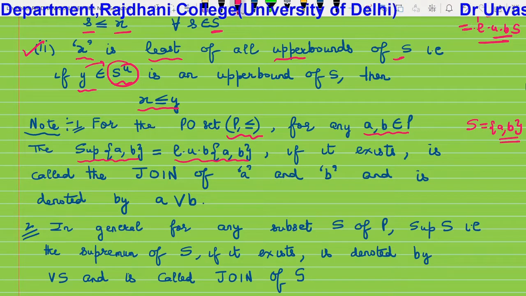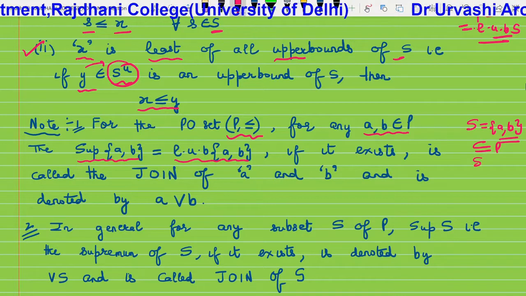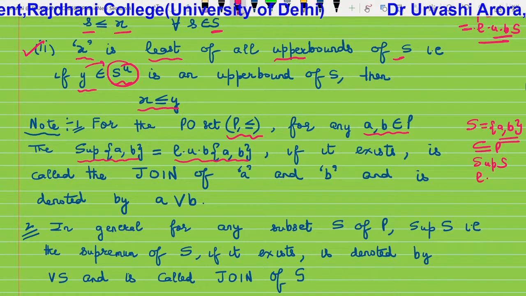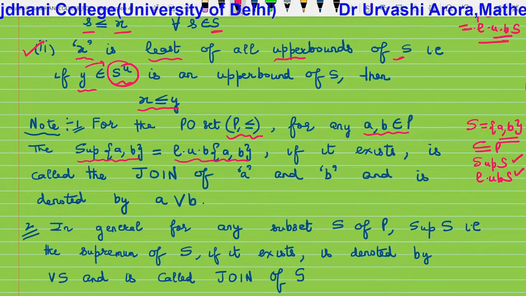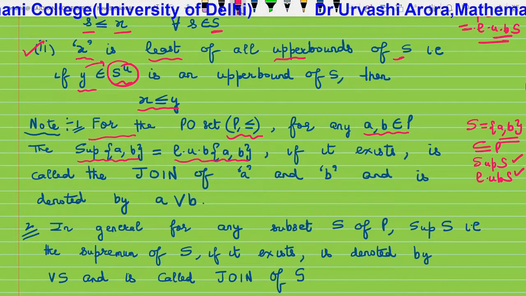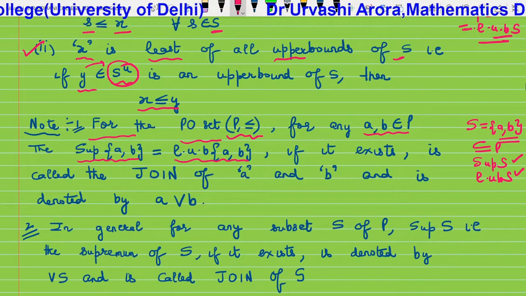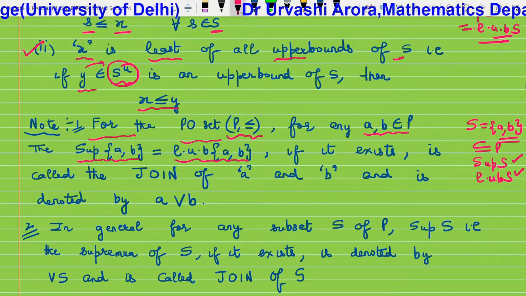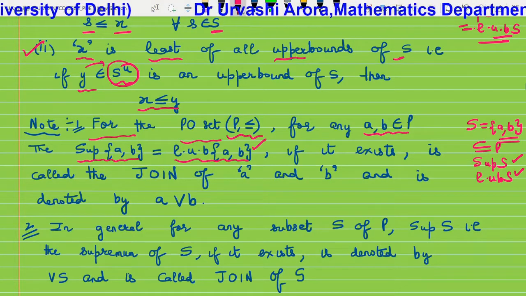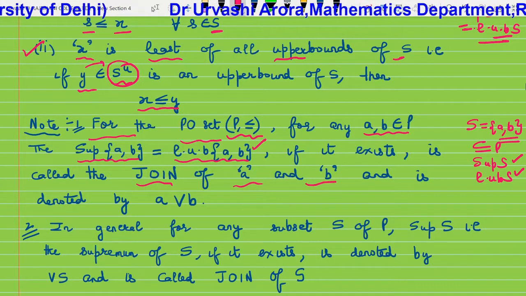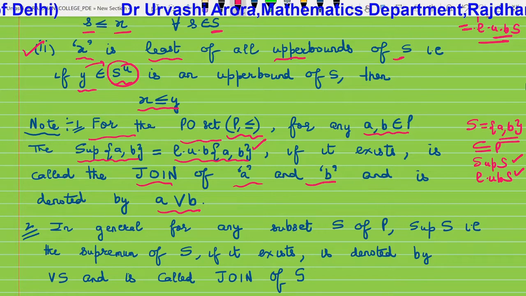Because A and B are members of P, this S is very much a subset of P, and you are talking of the supremum of S, or the least upper bound of S. So the supremum of S, which is the supremum of {A, B} and the least upper bound of {A, B}, if it exists, it's not necessary that the supremum will always exist. If it exists, in that case this supremum or least upper bound is called the join of A and B, and the notation that we use for join is A ∨ B, or A join B.